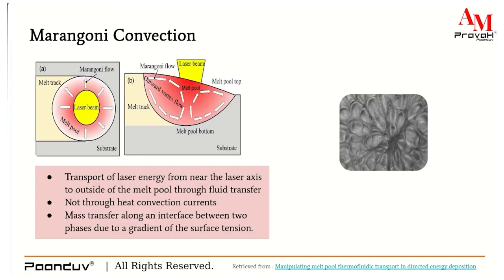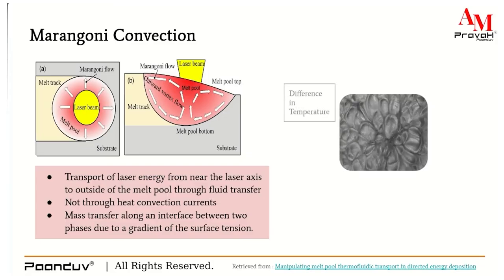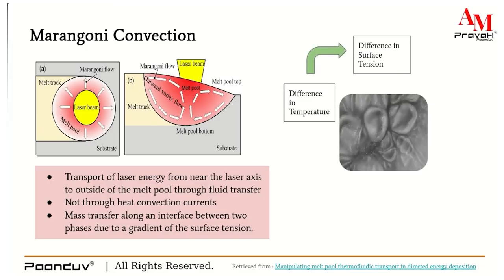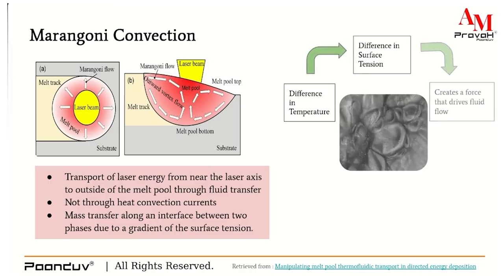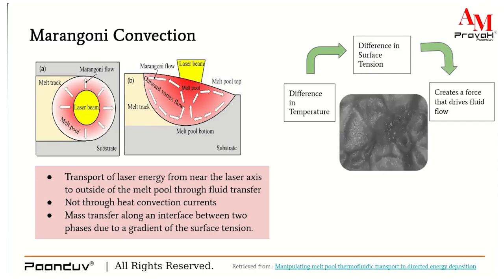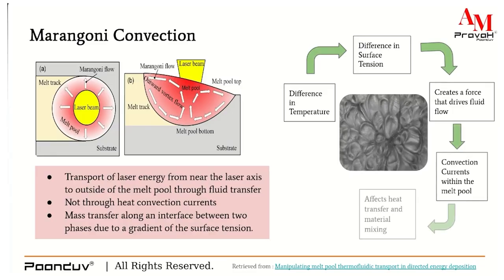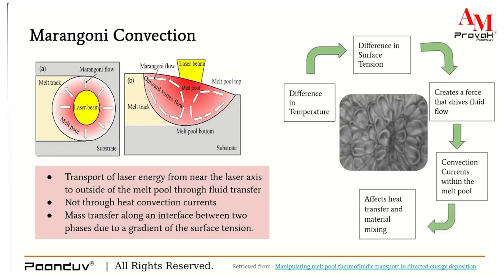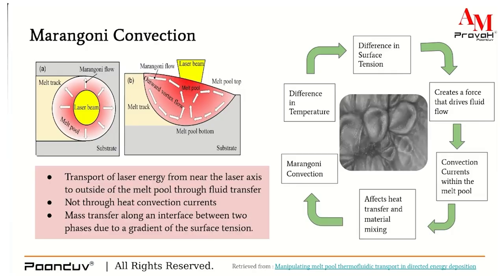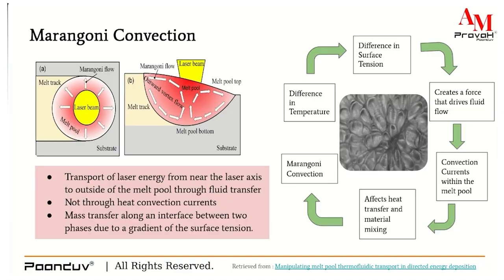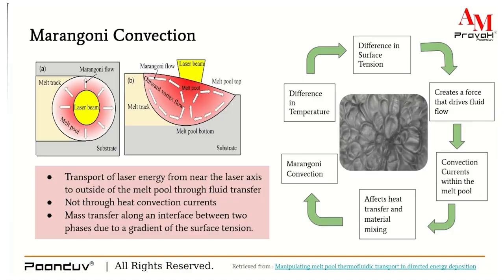To explore the basic physics, we can say that the difference in temperature in the melt pool actually leads to the difference in surface tension. And this difference in surface tension creates a force that drives the fluid flow, which introduces convection currents within the melt pool, and it affects heat transfer and material mixing. So this whole process is called the Marangoni convection. And all this physics is captured in the WLAM module of PravaH software.